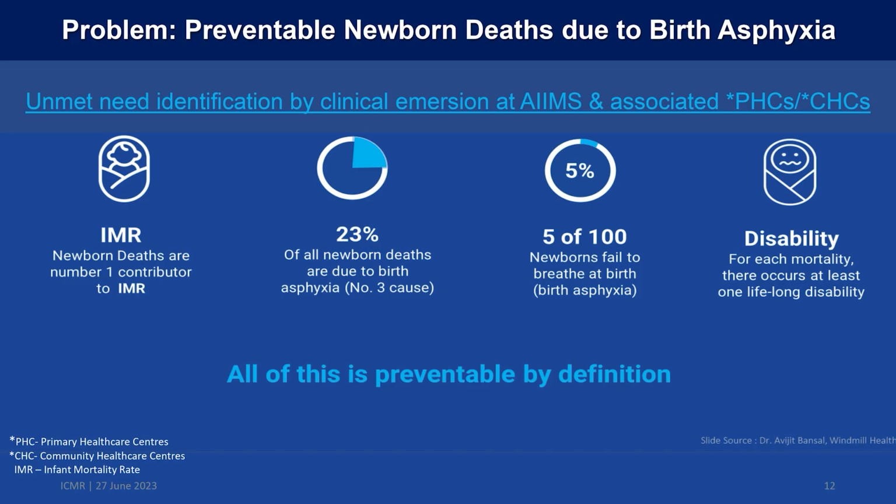So, what this team saw, they identified that the problem of newborn deaths due to birth asphyxia is a preventable problem. They saw that 5 out of 100 newborns have the problem of birth asphyxia, and they die due to birth asphyxia. It is a huge problem, but it is a preventable problem.